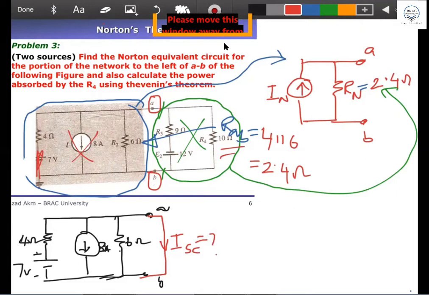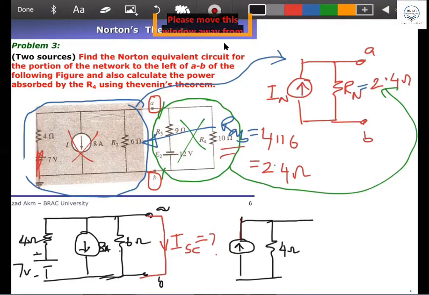Sir, source transformation, 4 ohm. Okay, fine. That is 7 volt. That is a good idea. You can go for source transformation also. If you go for source transformation, then what will be the new circuit? The voltage source will be converted into a current source in parallel with the 4 ohm resistor. Will this be an up arrow or down arrow? What is the value?